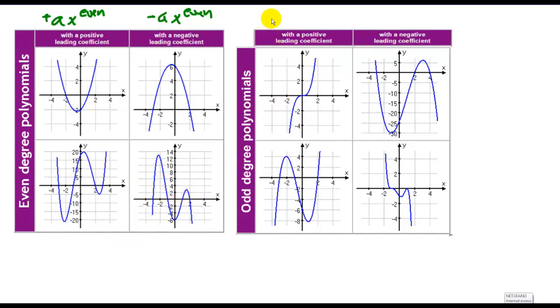Likewise, this is a positive a x to the odd, and to the right it's positive, to the left it's negative, right positive, left negative, and this is a negative a x to the odd. And you'll notice here when we go far right we're negative, when we go far left we're positive.